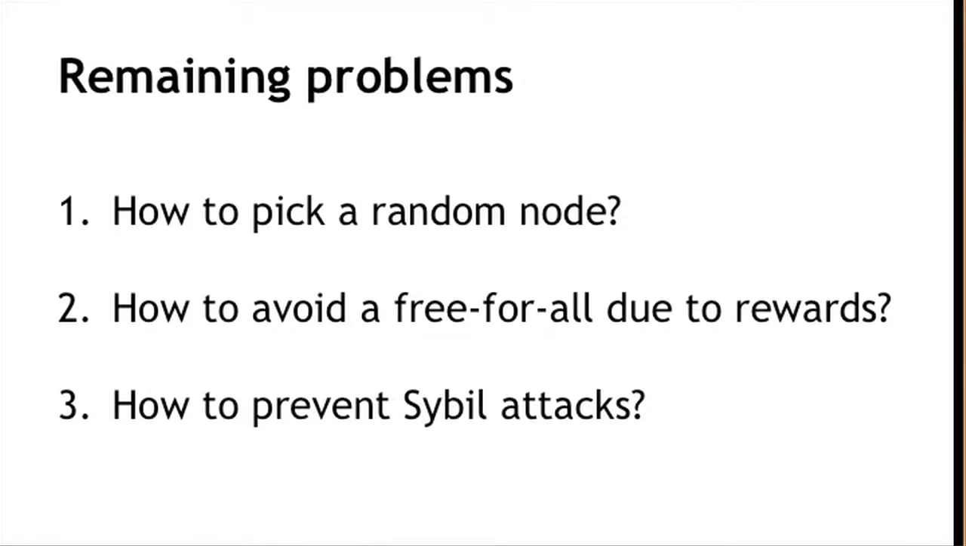And the second is that we've created a new problem by giving nodes these block rewards and incentives, which is that you could easily get into a free-for-all where everybody wants to run a Bitcoin node in the hope of capturing some of these rewards. And a third one is an even trickier version of this problem, which is that an adversary might create a whole different number of Sybil nodes in order to really try to subvert this consensus process. So number 3 is sort of a trickier version of number 2. It turns out that all of these problems are related, and all of them have the same solution.